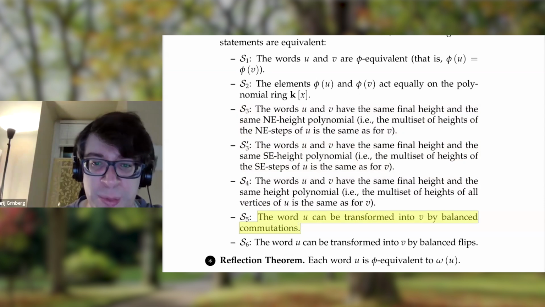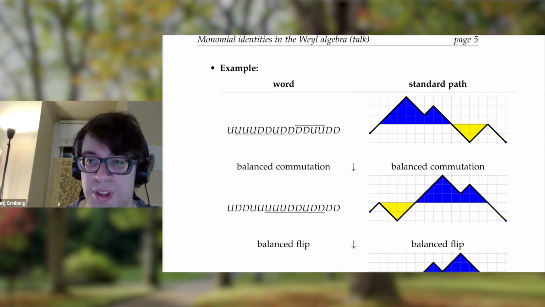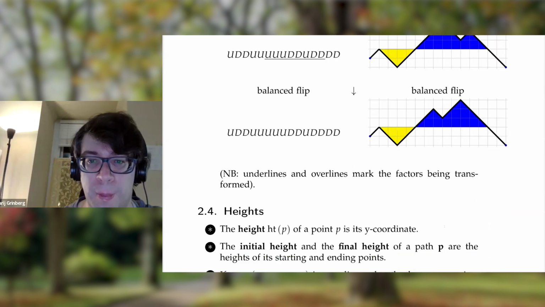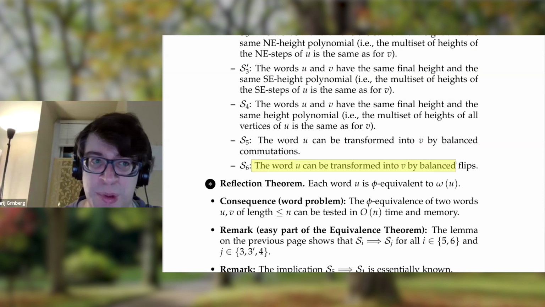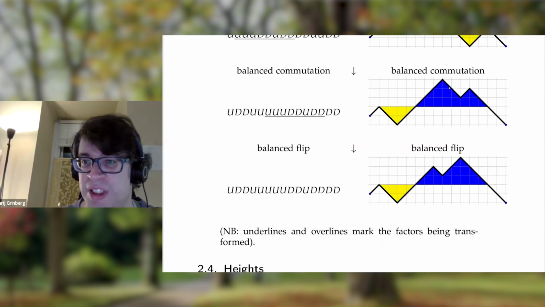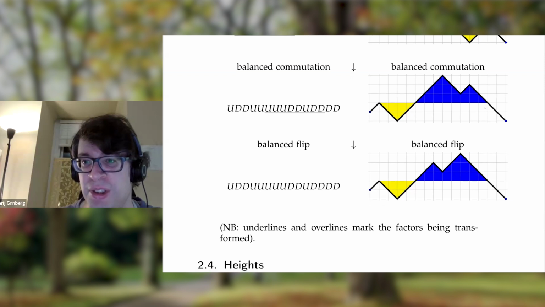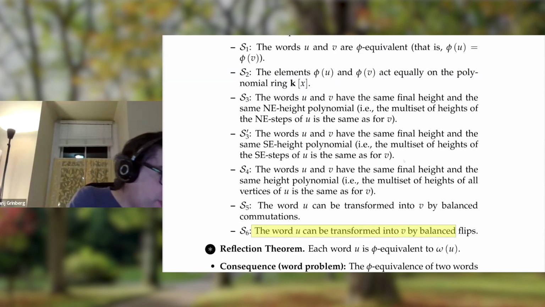Then the word U can be transformed into V by balanced commutations. These are the operations where you swap two balanced factors. And finally, the word U can be transformed into V by balanced flips. This is the operation where you pick a balanced factor and you reflect it across the vertical axis. So all of these facts are equivalent.